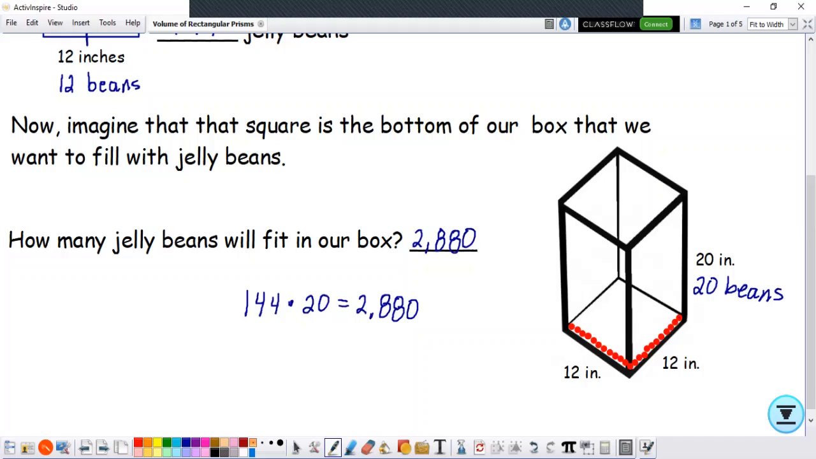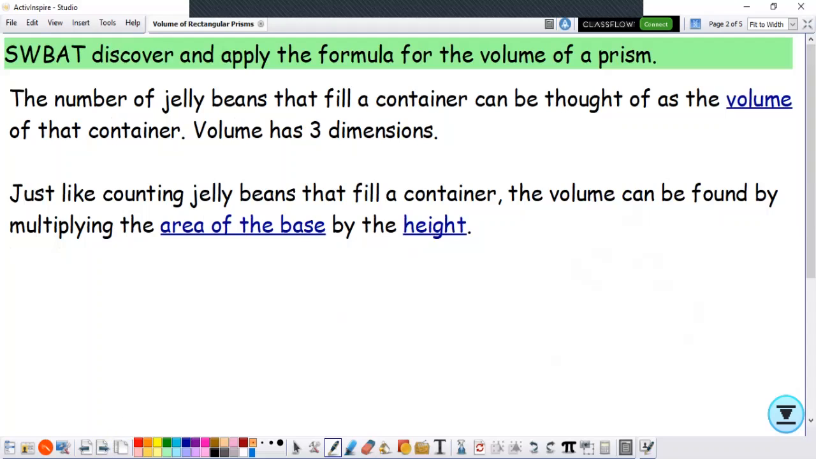Now this process of finding how many jelly beans are in the box is actually like finding the volume of that box. Volume is 3 dimensions. That's why when we talk about the units of volume, it's cubed. It's the area of our base times our height. So just like counting the jelly beans that fit in the container, we're going to be multiplying the area of the base, which when we talk about it in a volume formula is capital B, by the height, which in a volume formula is going to be H.